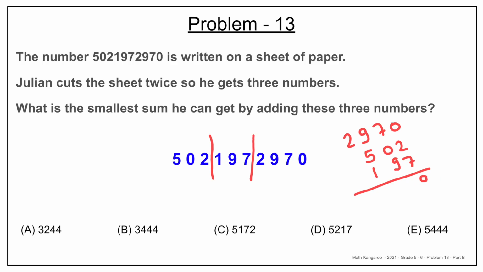So we have 9, 6, 6 and 3. So we got 3669, which is not smaller than B. So our answer is option B.